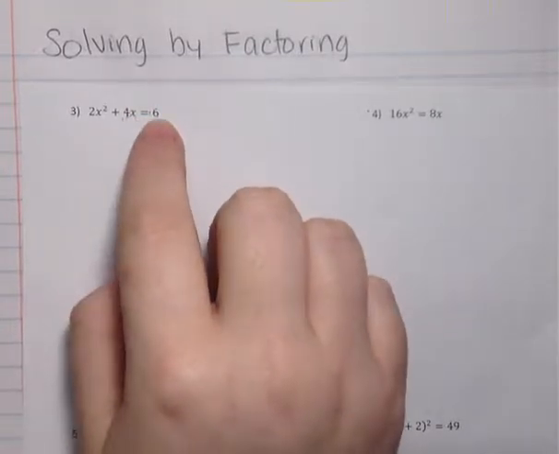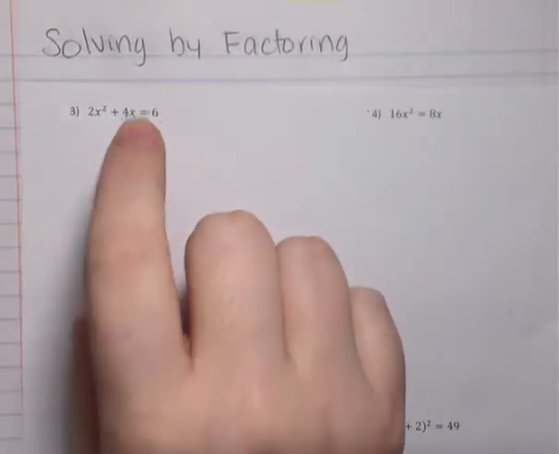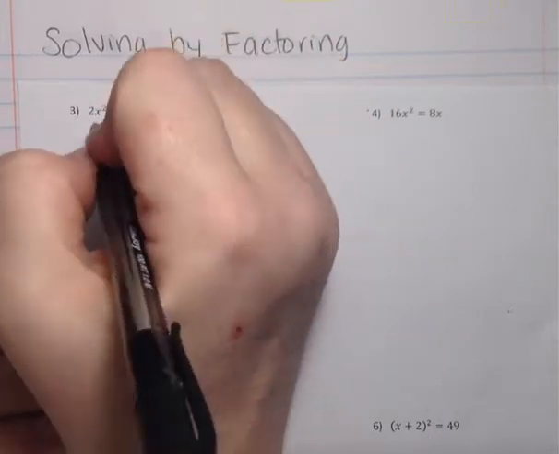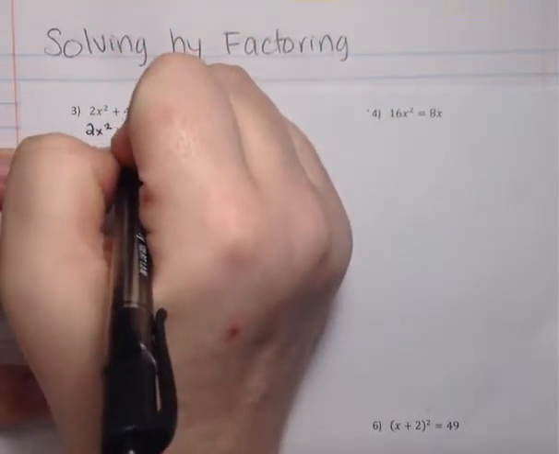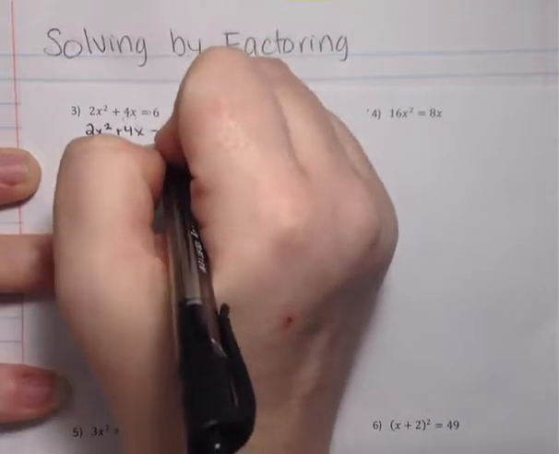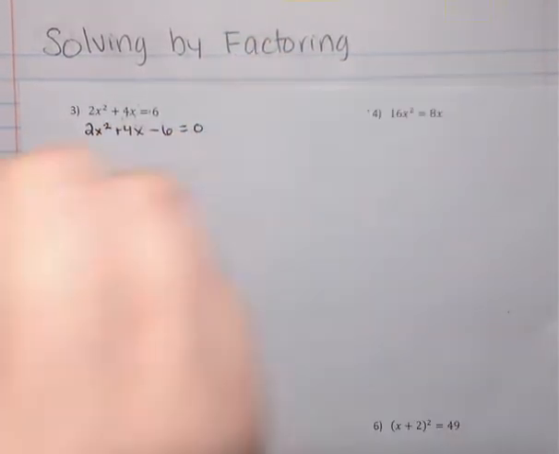This is not in standard form because it's not equal to 0, so we need to subtract that 6 to the other side. So we'll keep a positive 2x squared, a positive 4x, but then a subtract 6, and that will now equal 0. So if we're solving by factoring, we need to factor this.